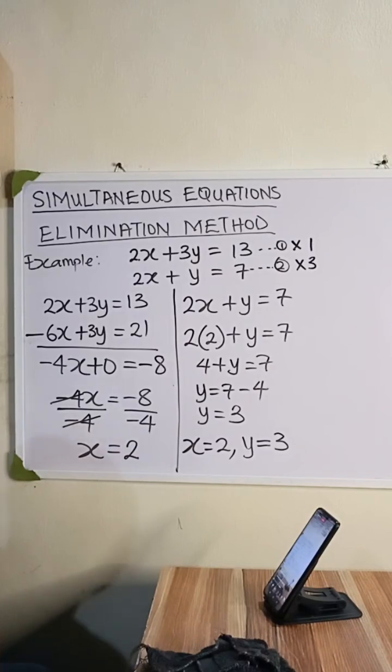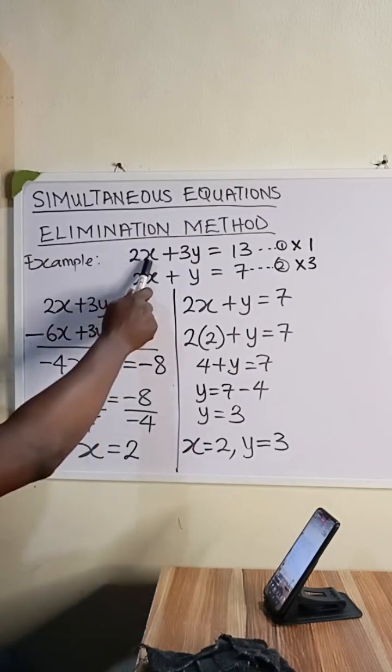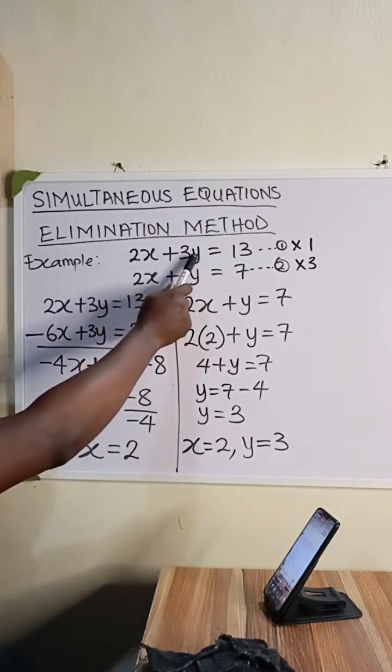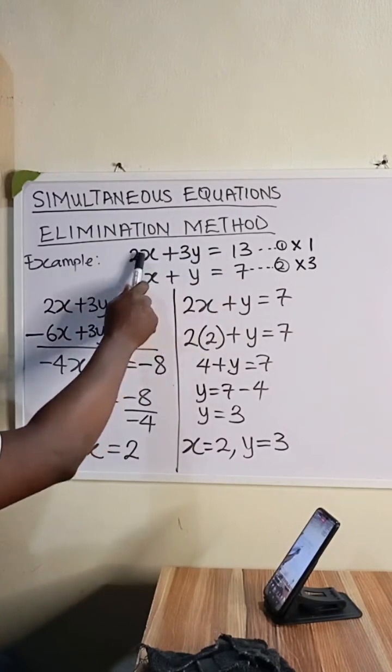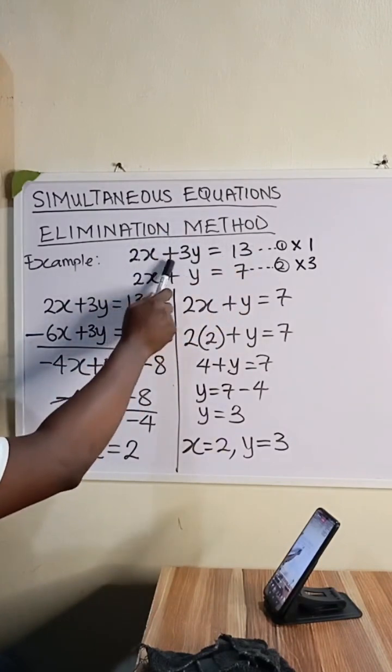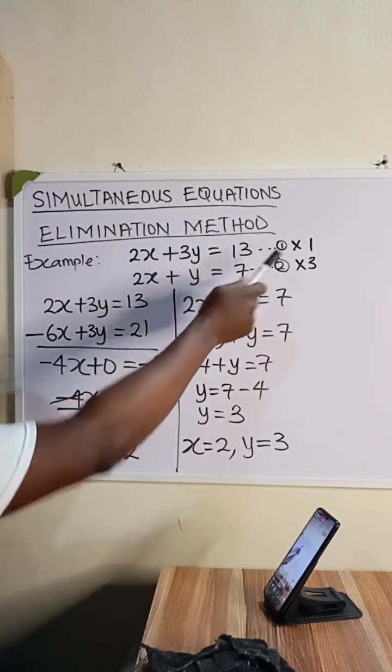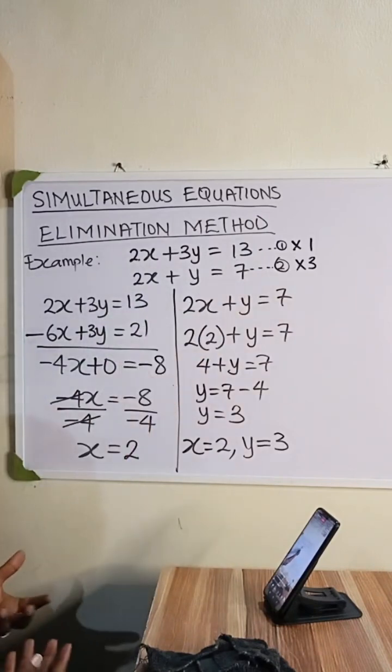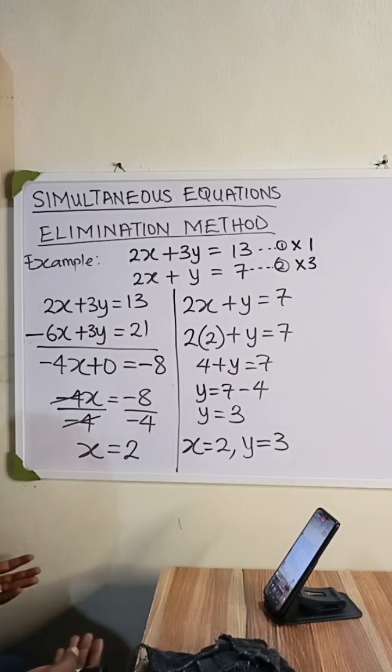We can use equation 1 to get y. When you substitute x here, you have 4 plus 3y is equal to 13. When 4 moves over here, you have 3y is equal to 13 minus 4. 13 minus 4 will give you 9. So 3y is equal to 9. Dividing both sides by 3, you have y is equal to 3. Okay, good. It's the same. Wonderful.